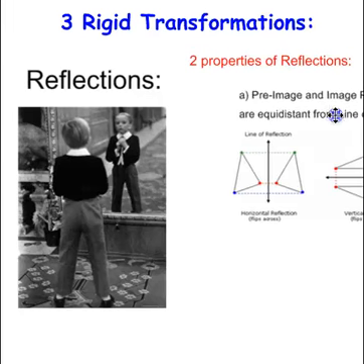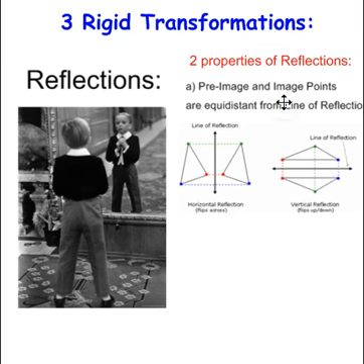One of the first properties of reflections is that the pre-image point, the point that we start with, hence pre, and the image point, the point that is getting reflected, are going to be equidistant from the line of reflection. So when you reflect a point or an object, you have to have a line to reflect over. Consider this left triangle here. That's our pre-image. And then after we reflect it over the line, here's the image of it. These points are equidistant from the line of reflection.